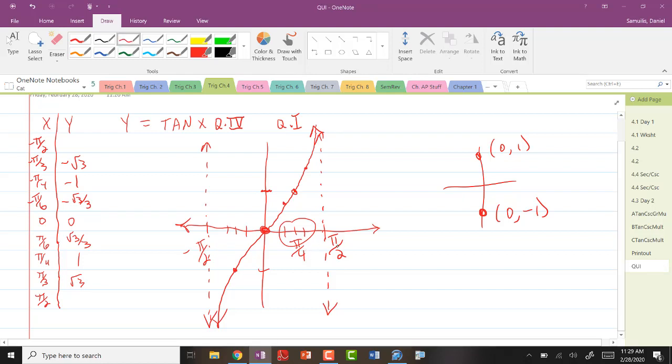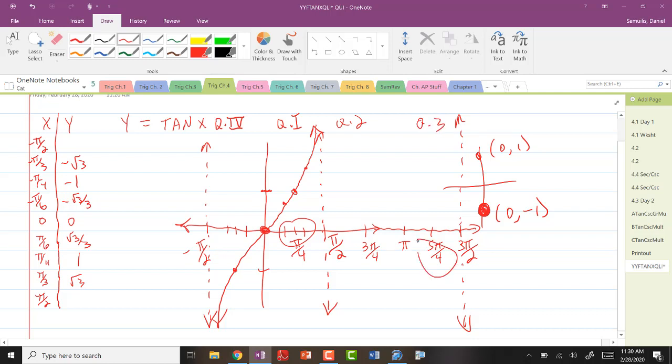By the way, 1 pi over 4, 2 pi over 4, 3 pi over 4. What's 4 pi over 4? Pi. What's 5 pi over 4? What's 6 pi over 4? 3 pi over 2. 3 pi over 2 lands here again. Guess what that is? Another asymptote. And then guess what this separates? This is quadrant 2, and this is quadrant 3.